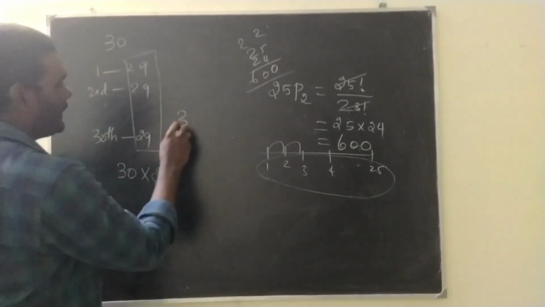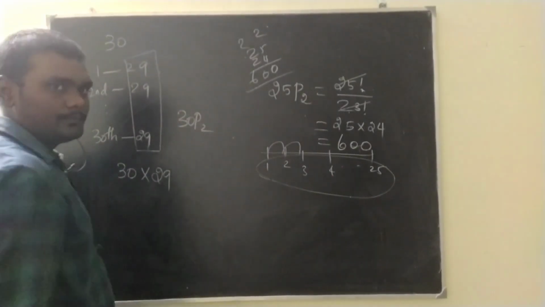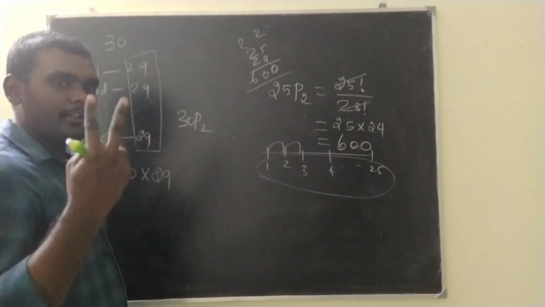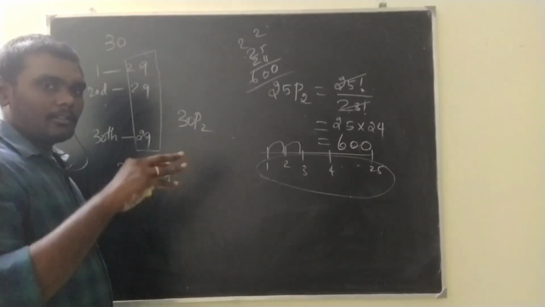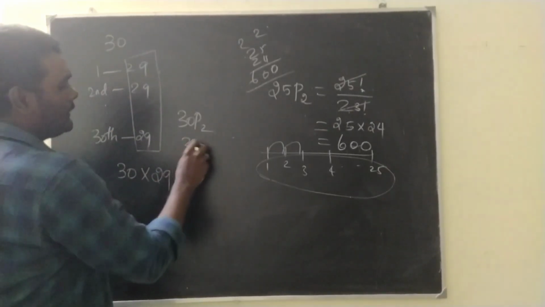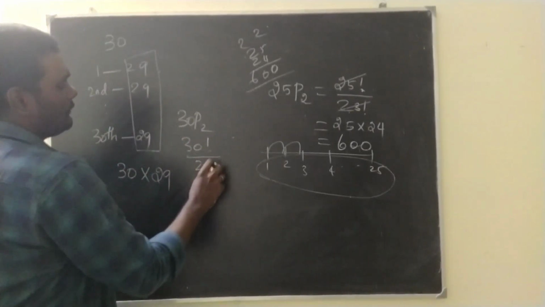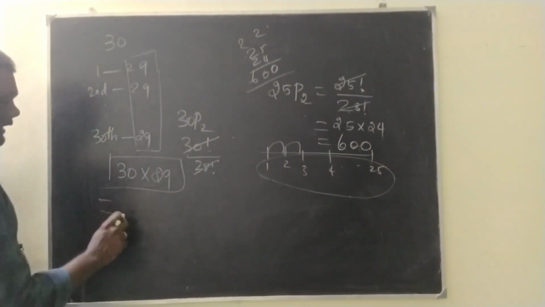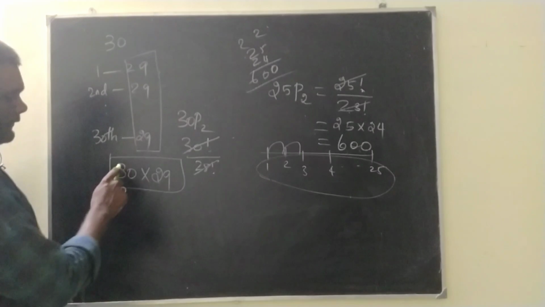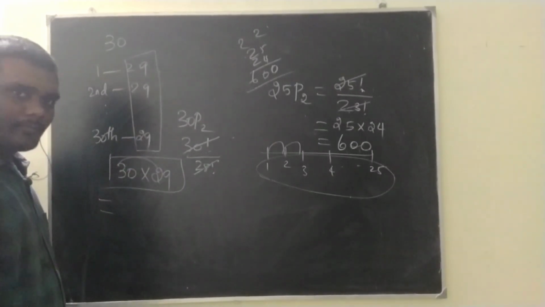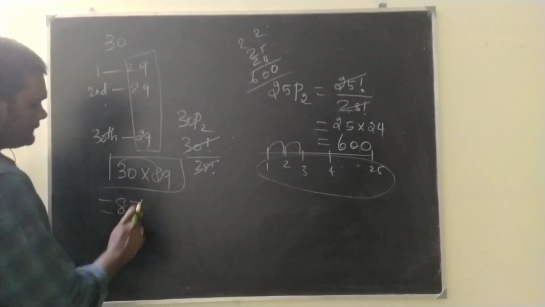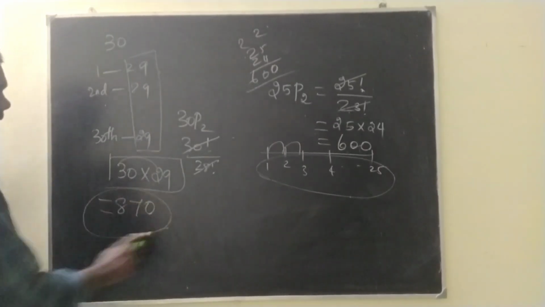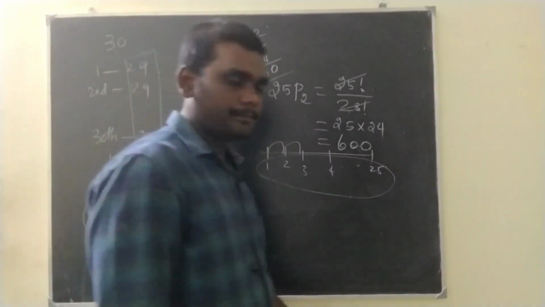Or else, as per this railway question, each 2 persons are connected. We can write 30P2. That should reach all the persons. So any 2 persons are connected, selecting 2 at random. So this is 30 factorial by 28 factorial. If you simplify, you will get this. So 30 into 29, how much? 3 2s are 6, 27, 870. Okay. Totally 870 postcards have been posted.